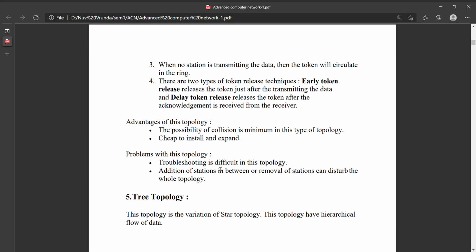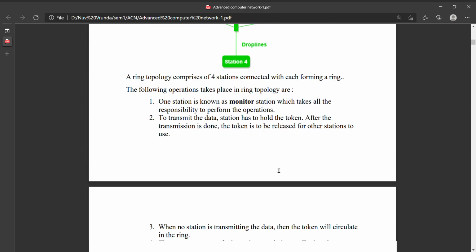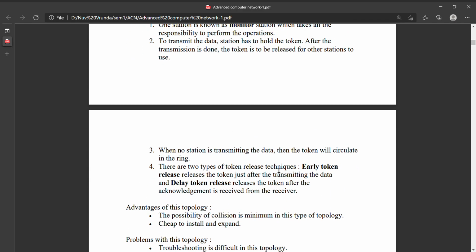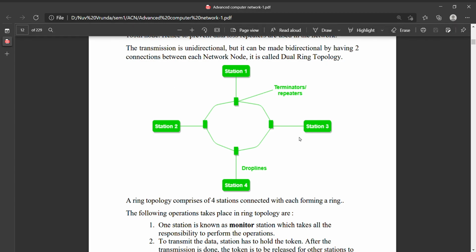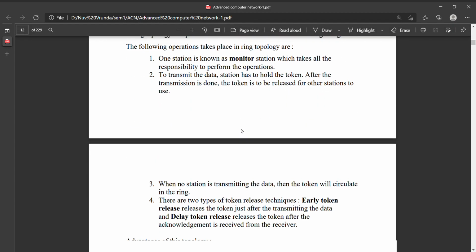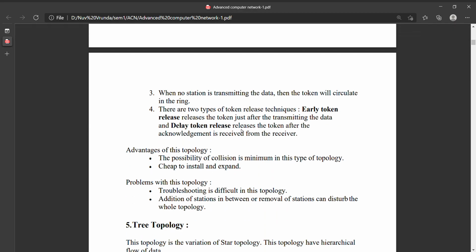Okay, problems with this topology: troubleshooting is difficult. If any one system is not working, then it is difficult to find which system has a problem, because every system is connected in a circular manner. Addition of a station in between or removal of a station can disturb the whole topology.